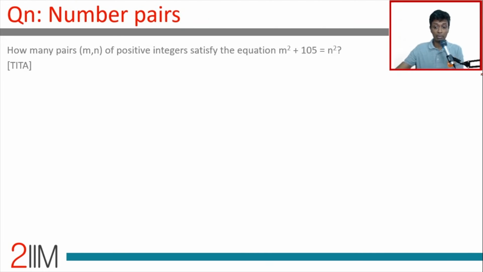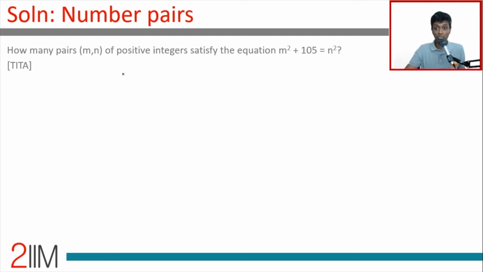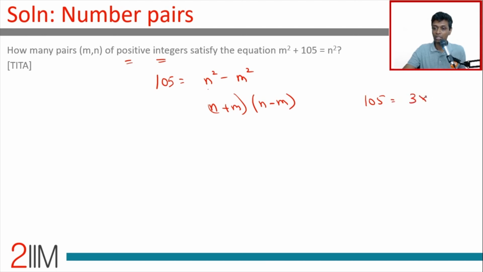7 is the answer. Number pairs. How many pairs m comma n of positive integers satisfy the equation m square plus 105 is n square? To start with, integers and positive integers, we're talking about natural numbers. First step, we write this as 105 equals n square minus m square. We know these are positive integers, so n is greater than m. This can be broken as n plus m into n minus m. So the product of two natural numbers is 105. 105 can be written as 3 into 35.